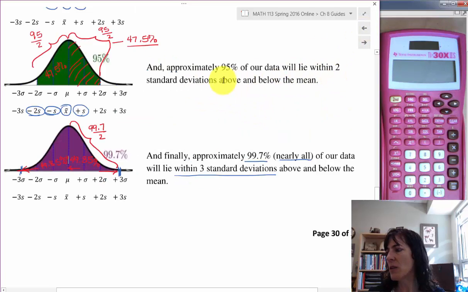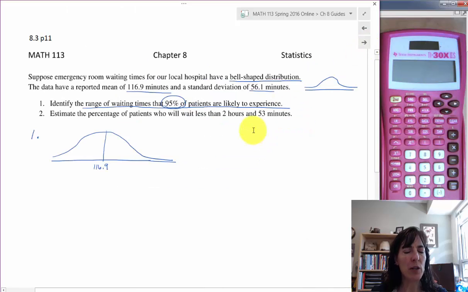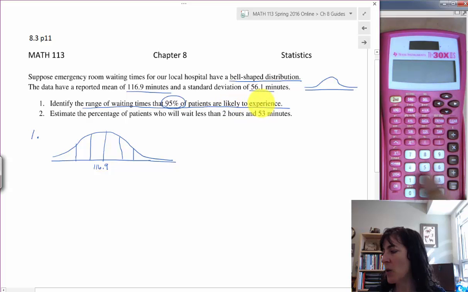It says 95% of our data will lie within 2 standard deviations above and below the mean. So we want to go 2 standard deviations from the mean. We can use our diagram to help us there. So we need 2 standard deviations above and 2 below. And if we know our standard deviation, which we do, we can figure this out.